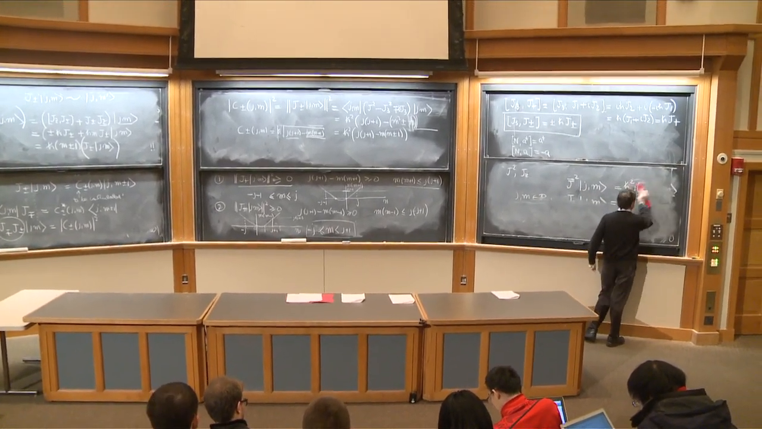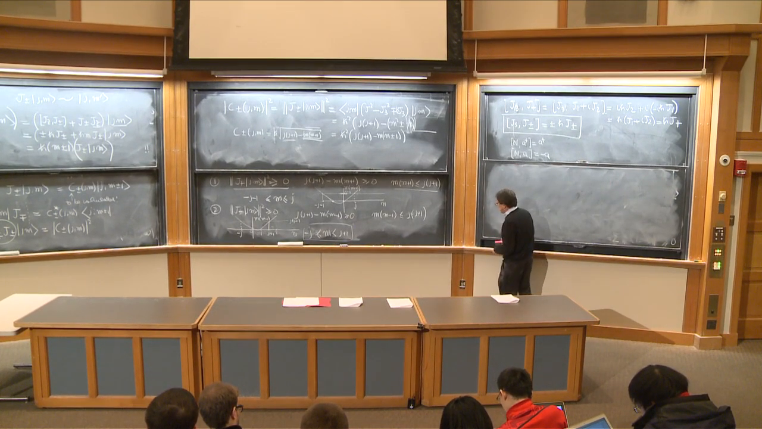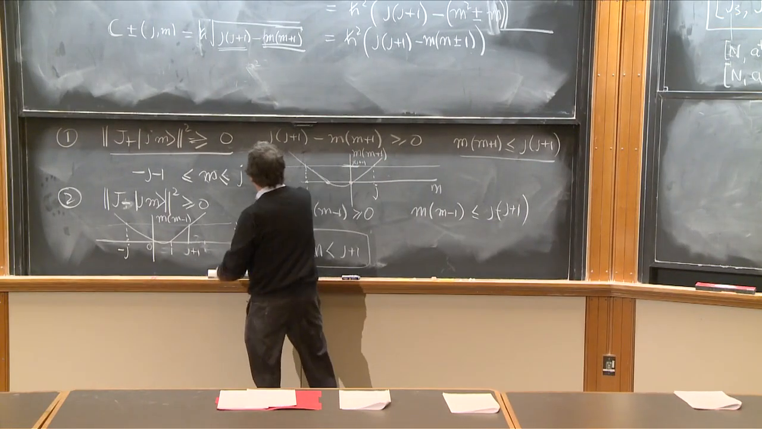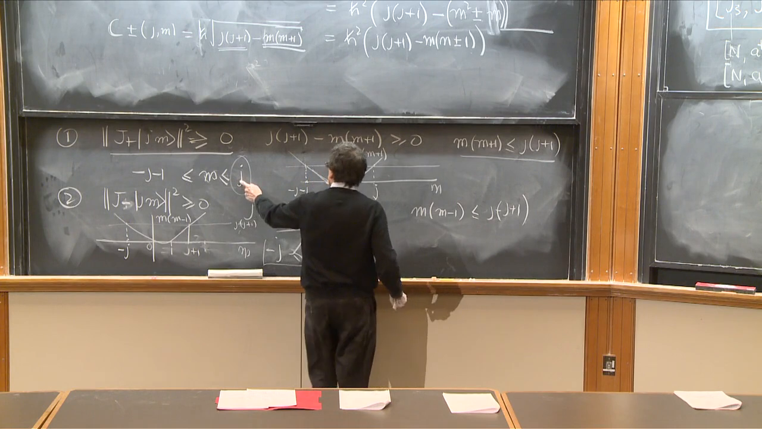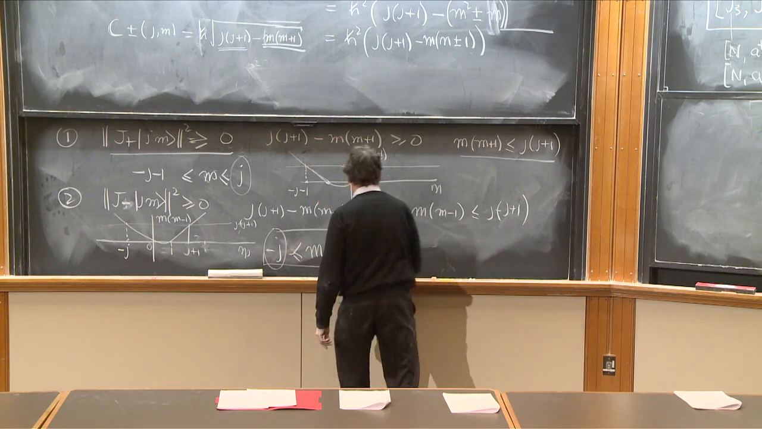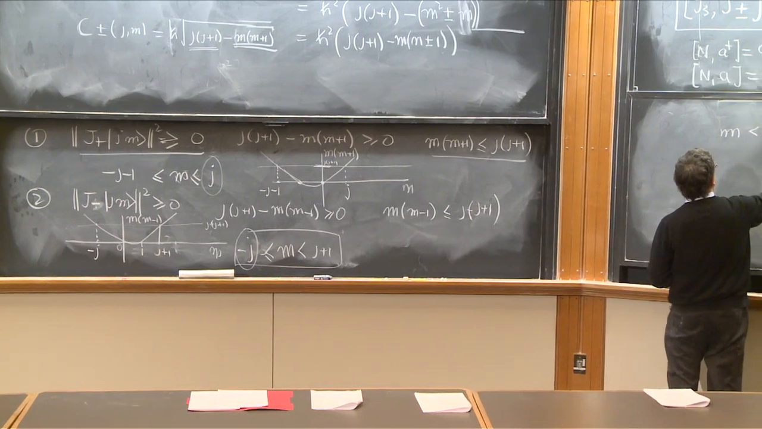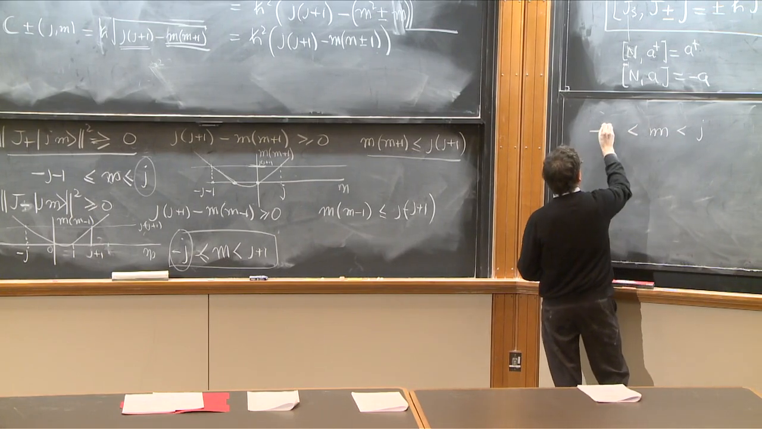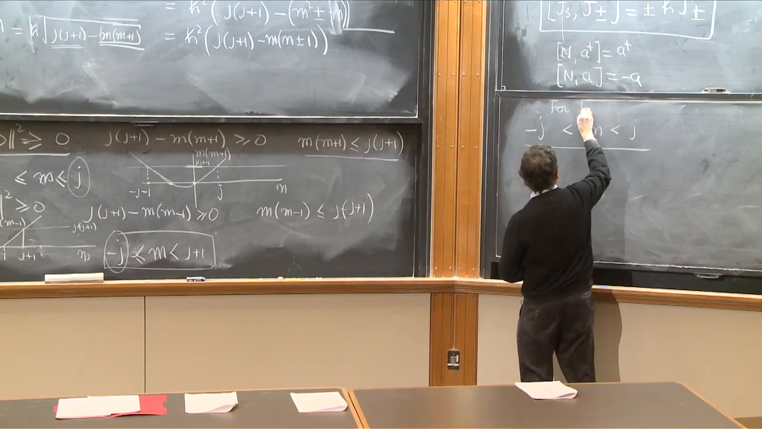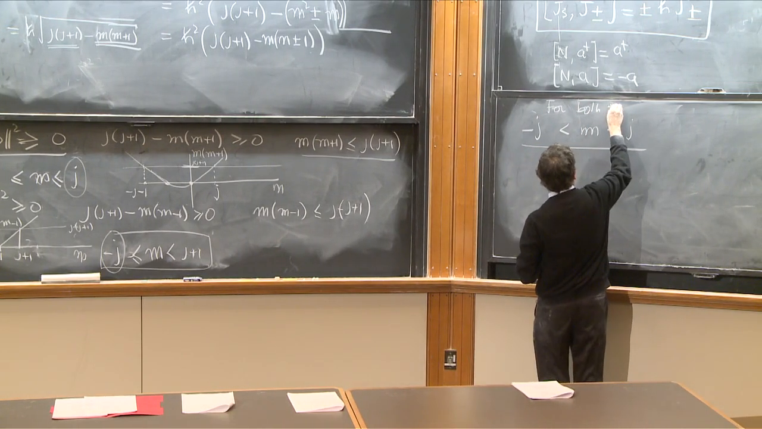So if both must hold at the same time, for any state, because both things have to happen, you get constrained this time for the upper range. This is the stronger value. For the lower range, this is the stronger value. So m must go between j and minus j for both to hold.